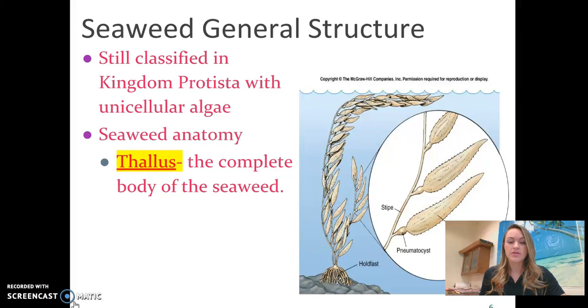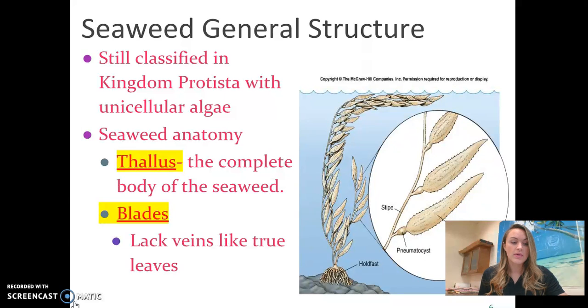All right, so the thallus is referred to as the complete body of the seaweed. On your seaweed diagram, this is your box with the bracket that encases the entire seaweed itself, the only box on the left-hand side. So go ahead and complete that as saying the thallus.